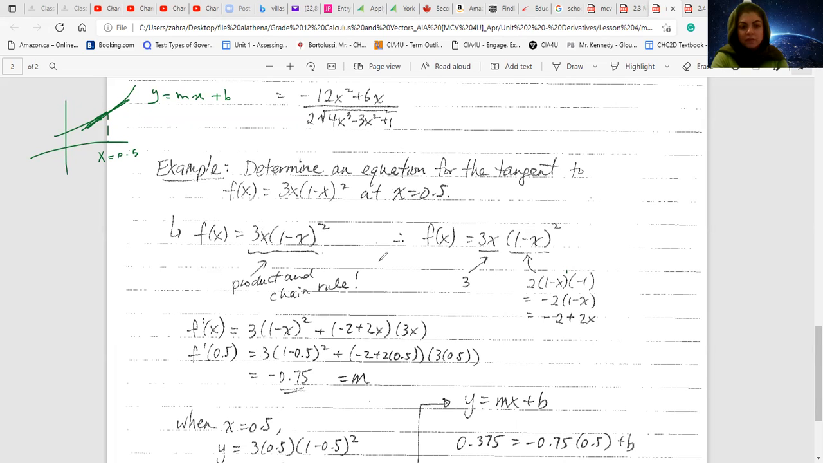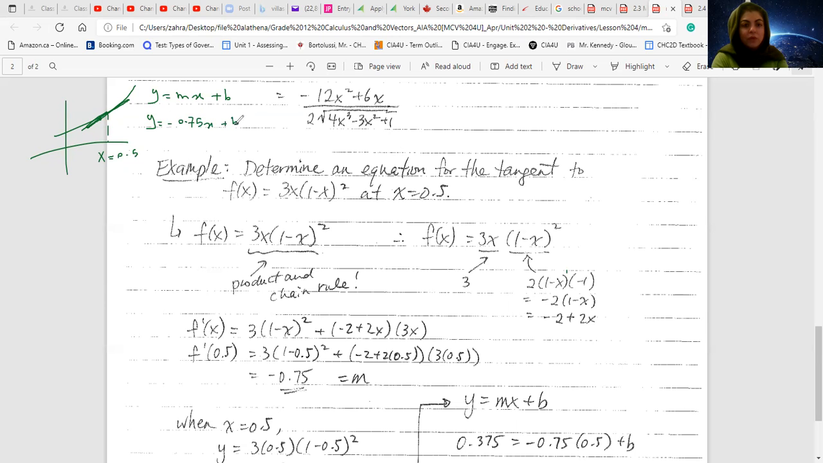So first we apply the product rule. The derivative of the first one, 3, multiplied by the second one without any change, (1 minus x) to the power 2, plus the first one without any change, 3x, multiplied by the derivative of the second one, which is negative 2 plus 2x. Then you can find the derivative, or slope, at 0.5. Just instead of x, you put 0.5. We calculate the m, which is negative 0.75.